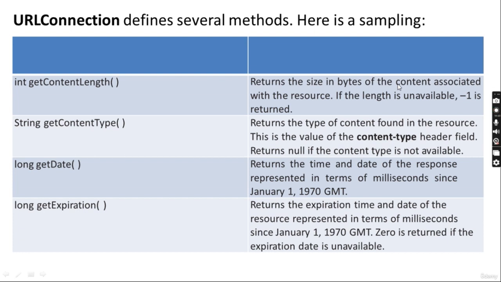Long getDate returns the time and date of the response represented in terms of milliseconds since January 1, 1970 GMT. Okay, the time and date of the response in milliseconds since the particular time. Long getExpiration returns the expiration time and date of the resource represented in terms of milliseconds since January 1, 1970 GMT. Zero is returned if the expiration date is unavailable. Okay.